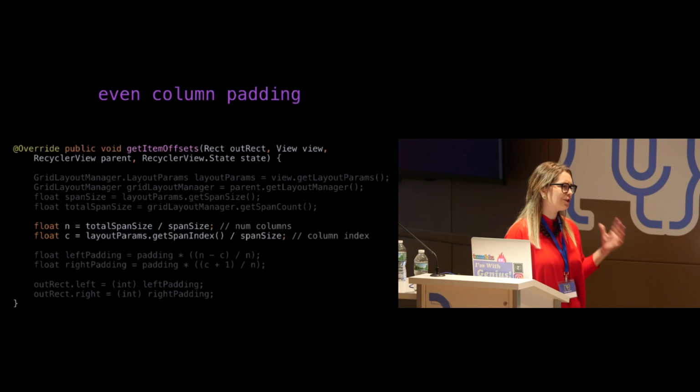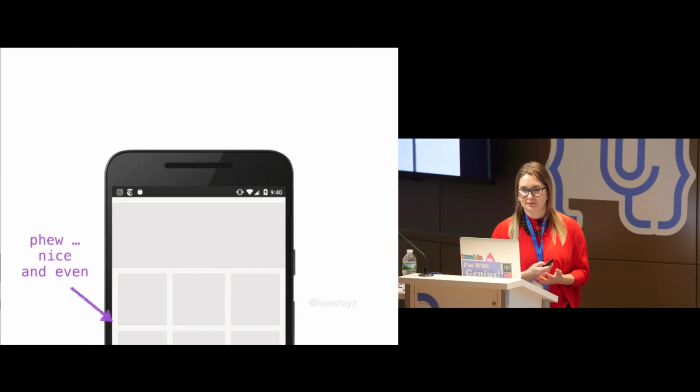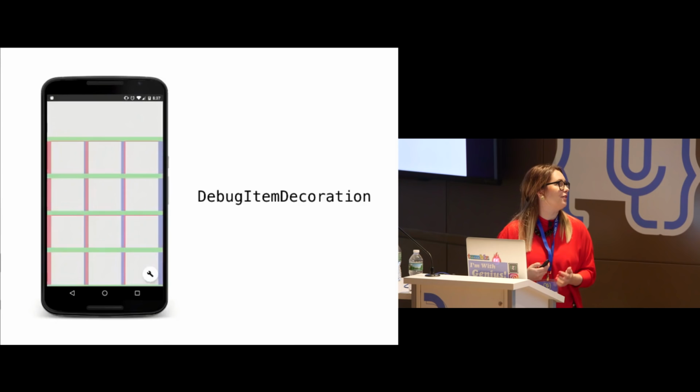I'm also not the first person to come up with this. I discovered it on Stack Overflow after I wrote it. But if you need to look it up, it's also on this example project. So this is an example of something that is more difficult than it looks. Oh, here's the debug item decoration. It's fun to play with. You can see what's actually going on.